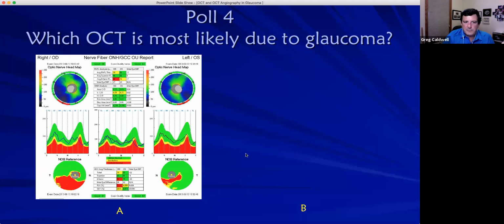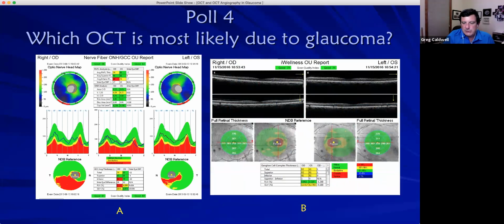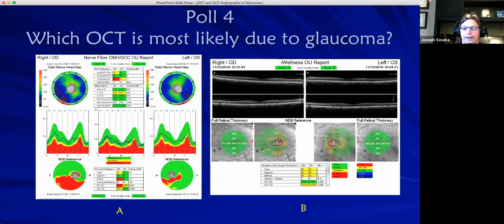So polling question number 4 here, Joe. All right. Which OCT now is most likely due to glaucoma? Is it A? Is it B? Or they both have glaucoma, neither have glaucoma, or you just don't know? So everything that we just talked about, looking at these two OCTs, is A glaucoma, B glaucoma, both glaucoma, neither, or you don't know? All right, this will probably take a little bit longer. We've got to think about it.